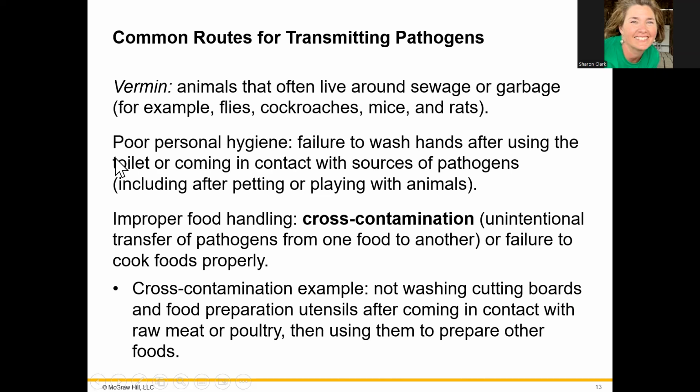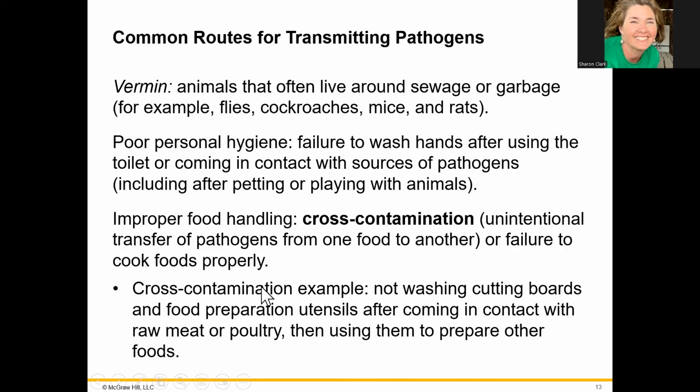And also remember, people are a harbinger. So personal hygiene, hand washing, hand washing, hand washing, as I tell my students, is the most important method to break that chain of infection. Okay, so you'll see that a lot of these fecal oral routes of pathogens are oftentimes due to poor personal hygiene, which is failure to wash hands or not washing hands properly or long enough.